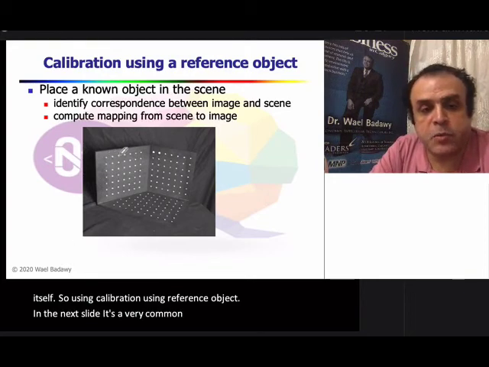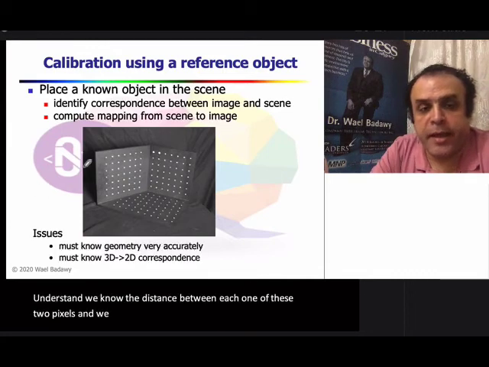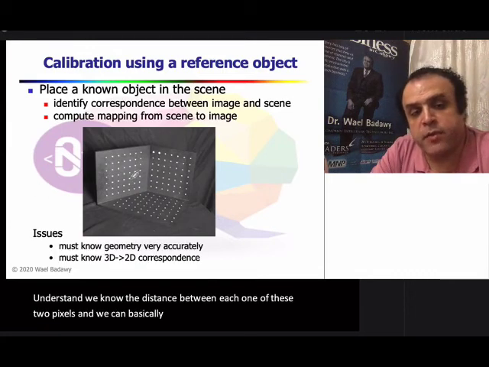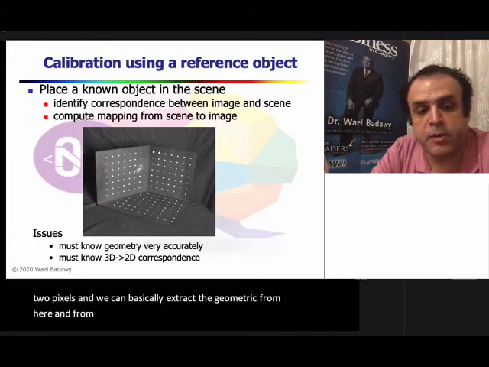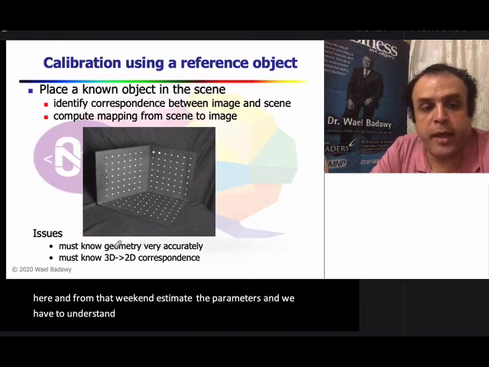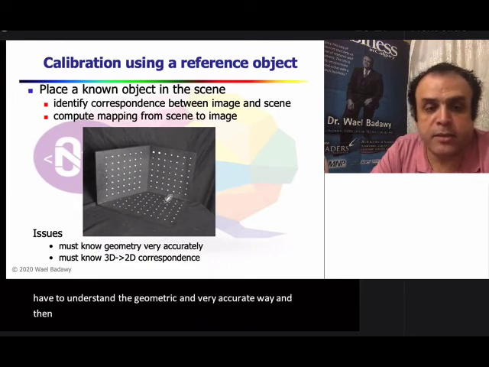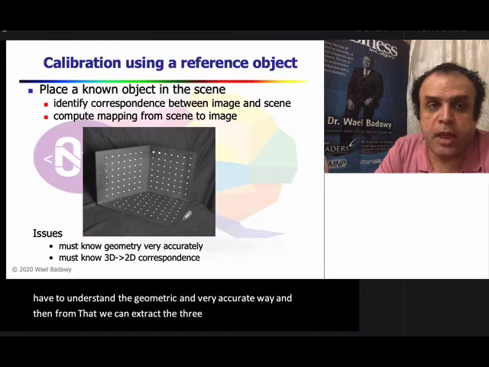understand, we know the distance between each one of these 2 pixels, and we can basically extract the geometry from here, and from that we can estimate the parameters. We have to understand the geometry in a very accurate way, and then from that we can extract the 3D from the 2D image, and this will give us the equation.